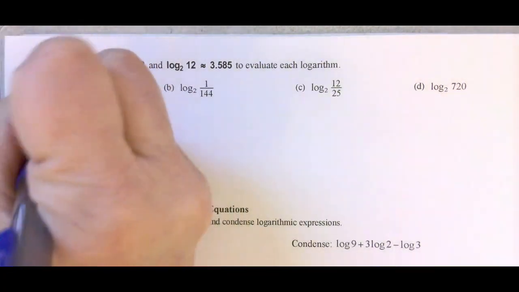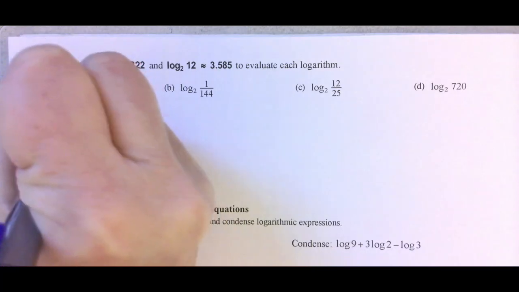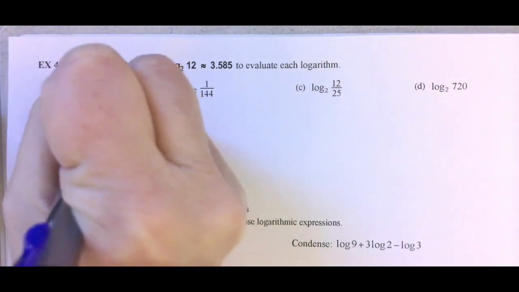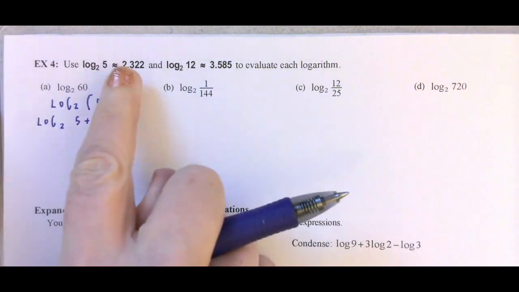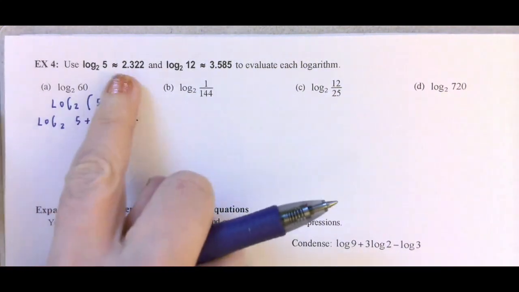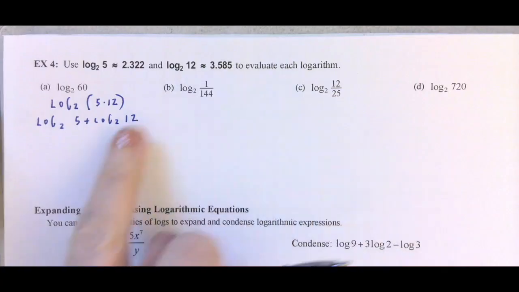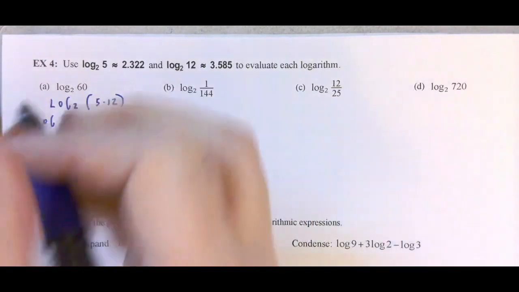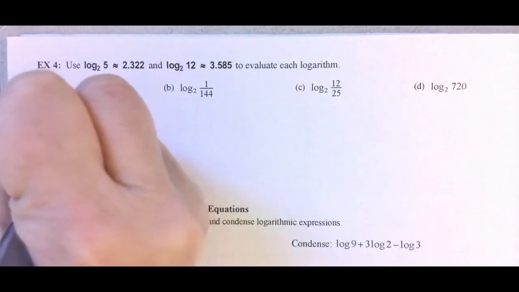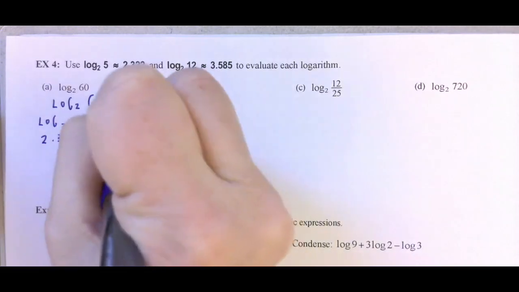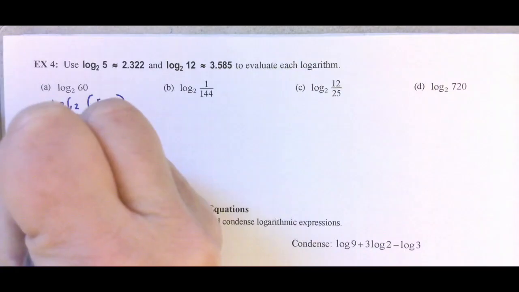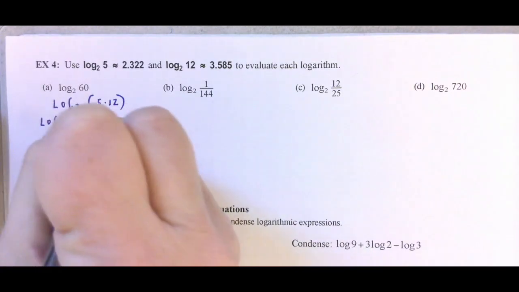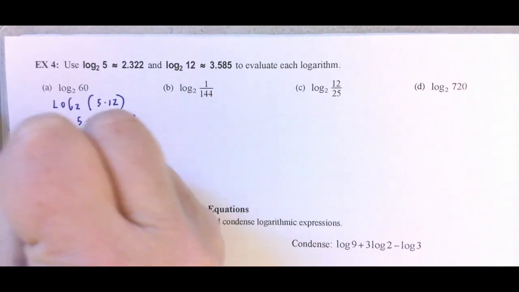So now I can split it up and think of it as log base 2 of 5 plus log base 2 of 12, which then means that I'm taking 2.322 and adding it to 3.585. Which will get me about 5.907.